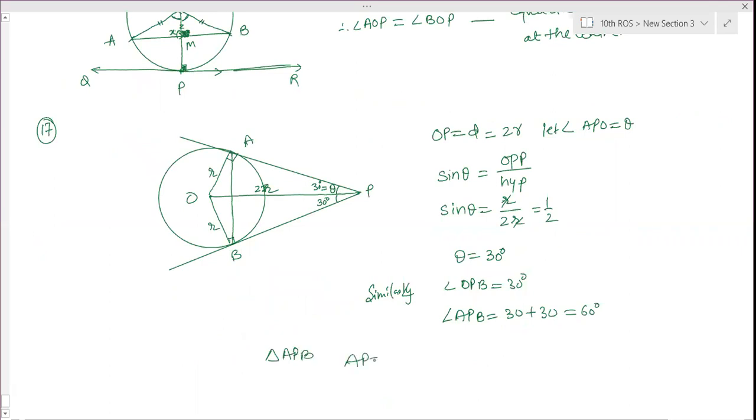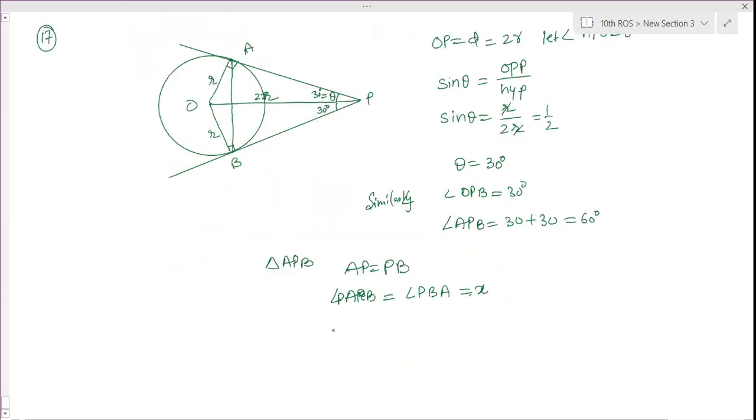AP is equal to PB. So by the angle sum property, angle PAB and angle PBA are equal. Consider them as x.